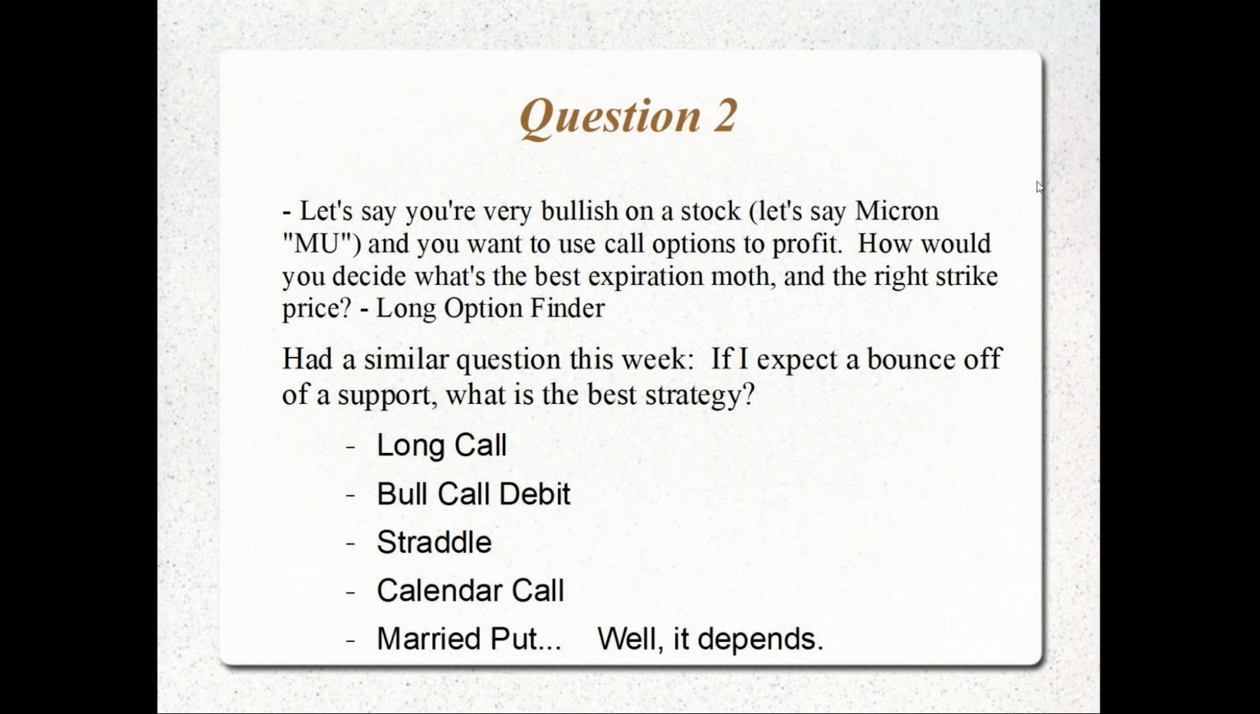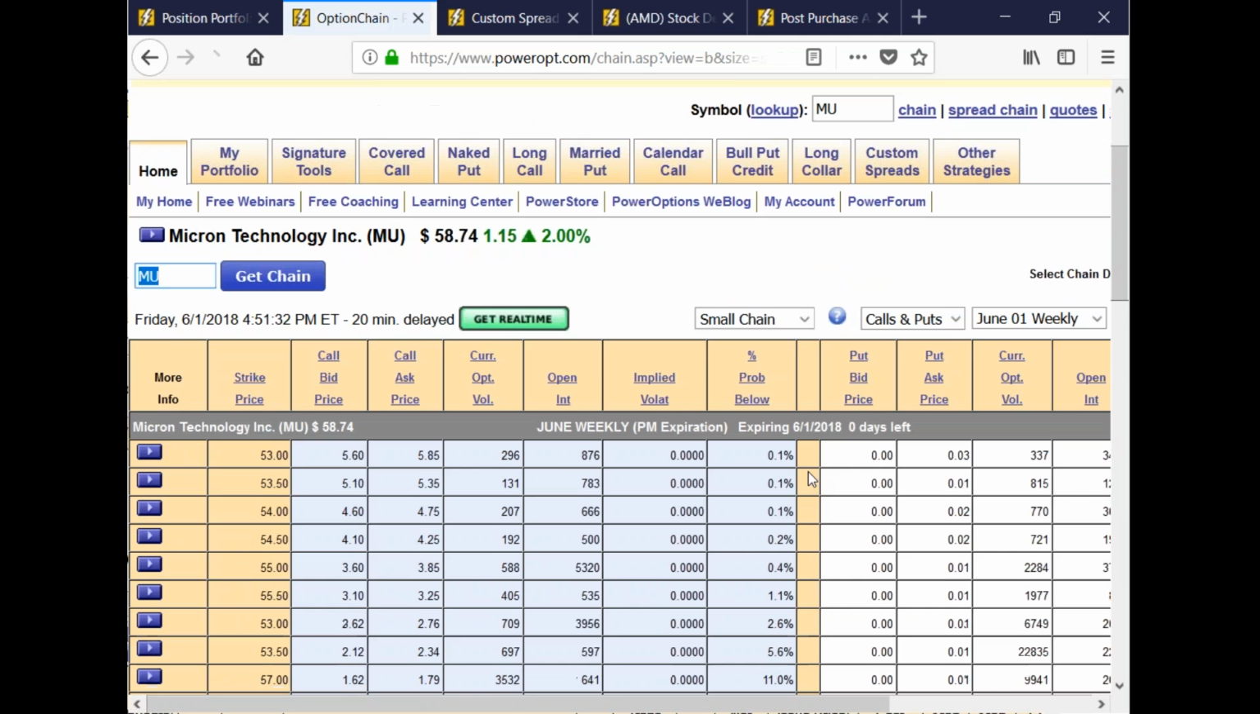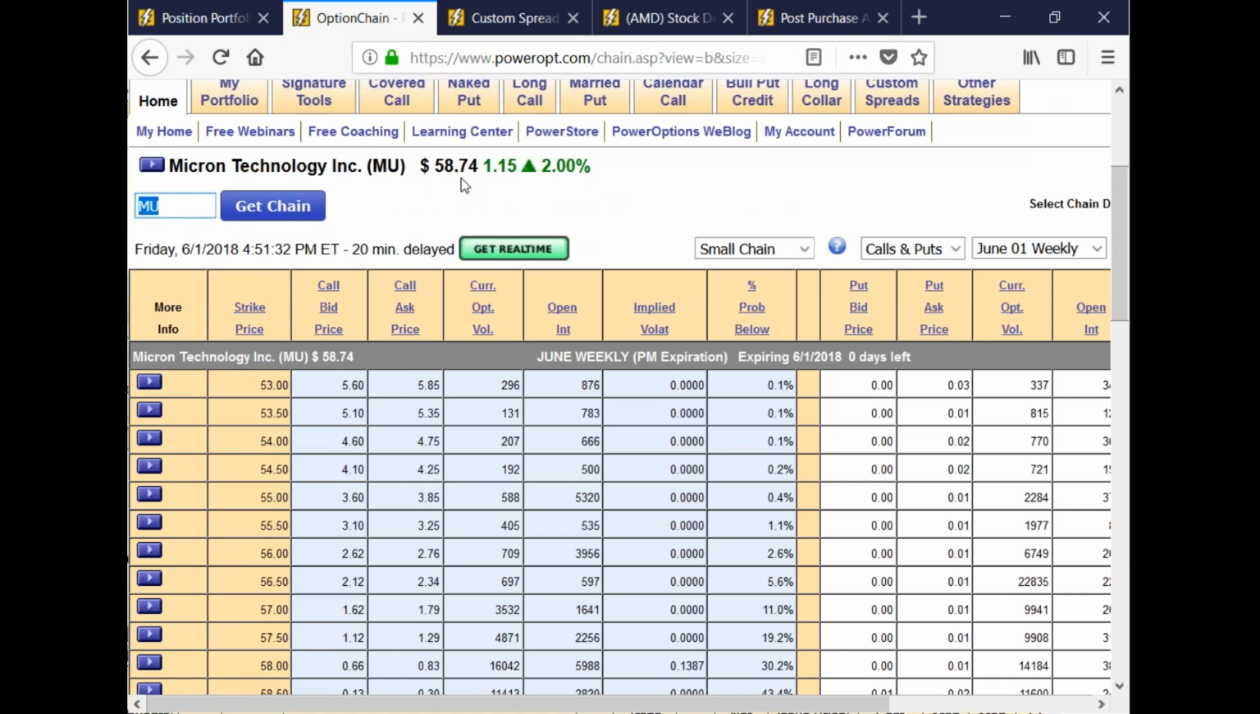Related to MU, I have, oh shoot, I should have paused first, but it doesn't matter. Let's go back. I don't know where MU is. Let's take a look real quick. Okay, I'm going to go to MU and I'm going to go to chain. It's at 58.74, so it's up 1.15, about 2% today. That's kind of funny.